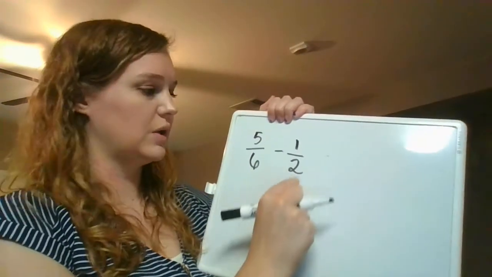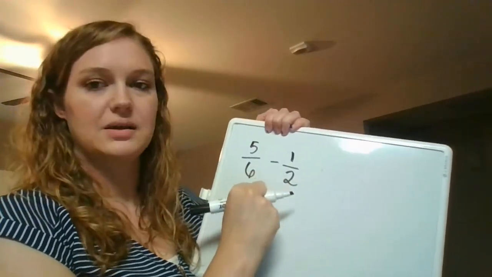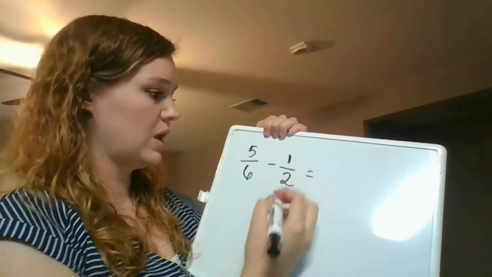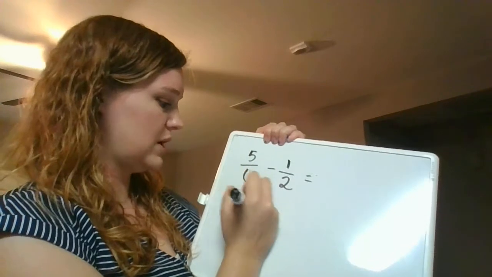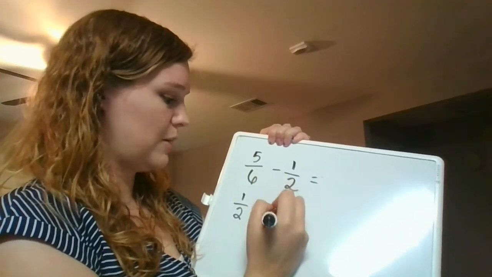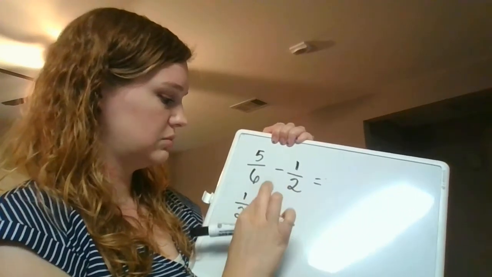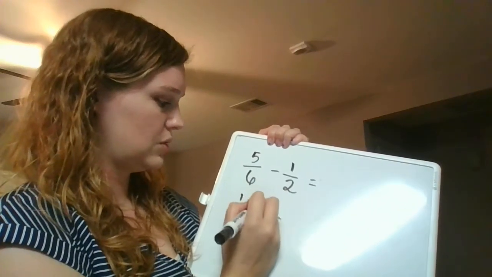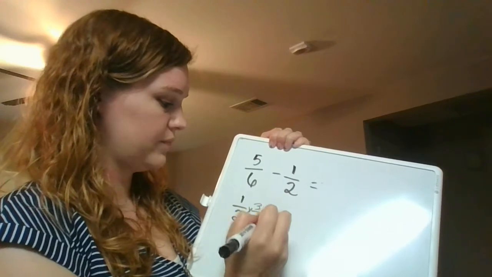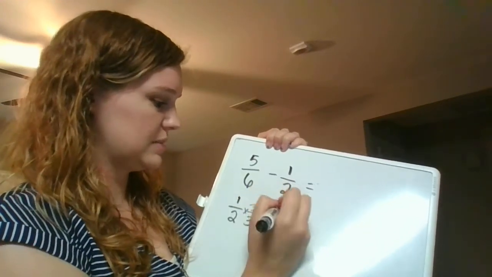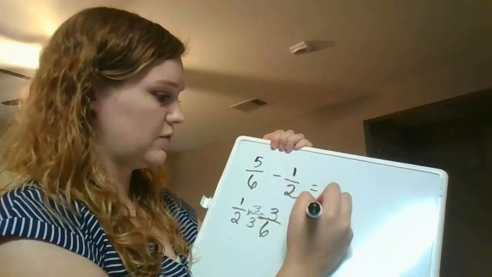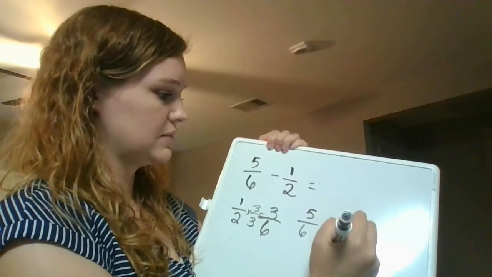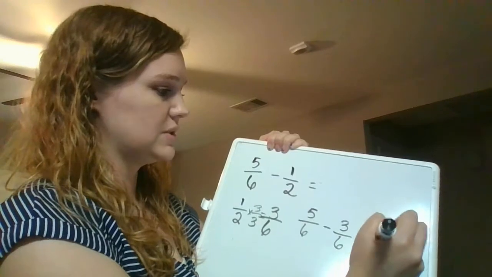But just like the other one, this 2 can easily become a 6 by multiplying both of these by 3. Okay? So I'm going to change it so 1/2 is equal to how many sixths? Well, I can multiply it by 3 to get there, right? Because 2 times 3 is 6, so 1 times 3 is 3. So I can do 5/6 minus 3/6 equals 2/6.